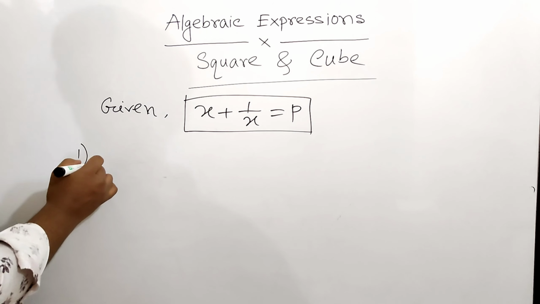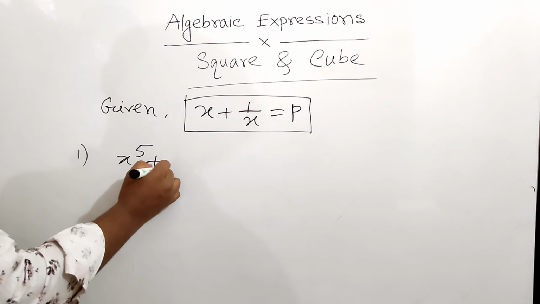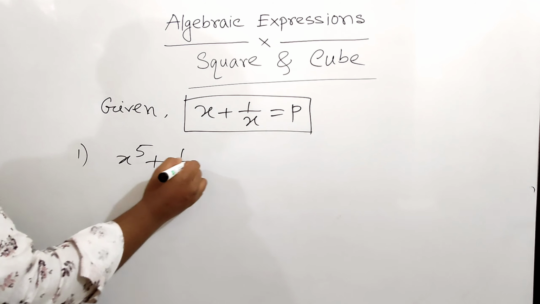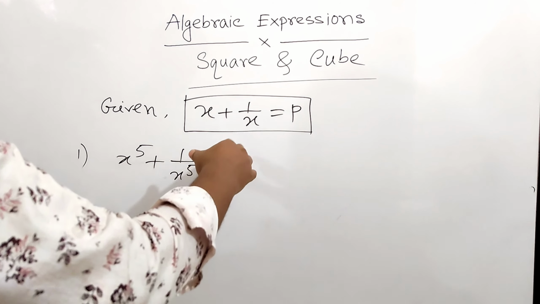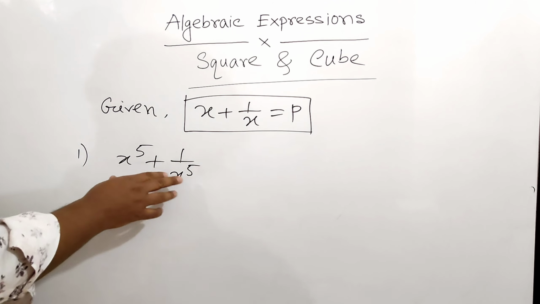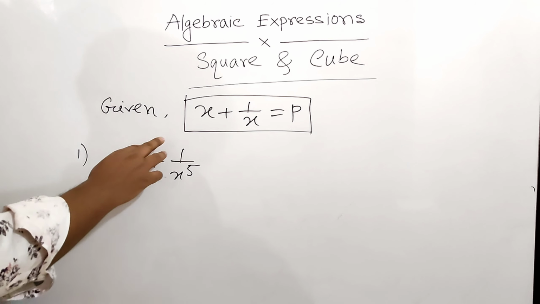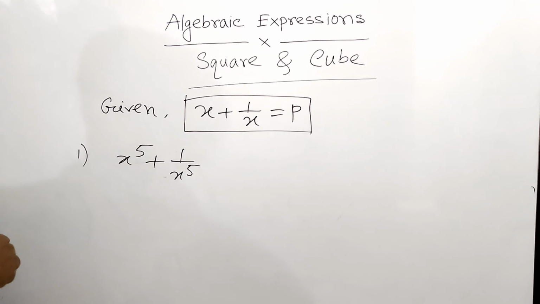Number 1: if the question asks you to find the value of x to the power 5 plus 1 over x to the power 5, and only one piece of information is given, that is x plus 1 by x equals p, then how can you solve this? We don't know any formula like a to the power 5 plus 1 by b to the power 5. We didn't learn any formula like that.